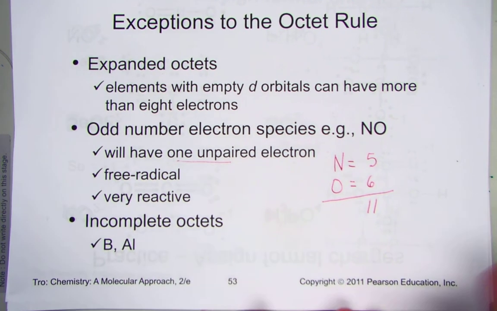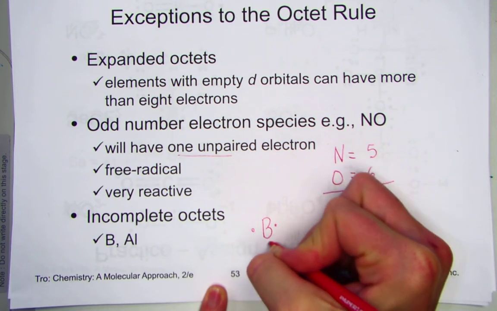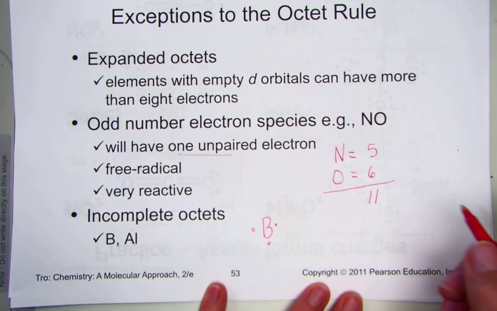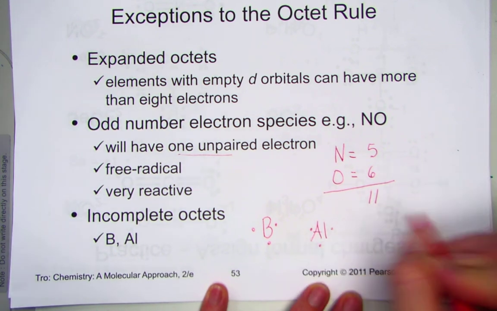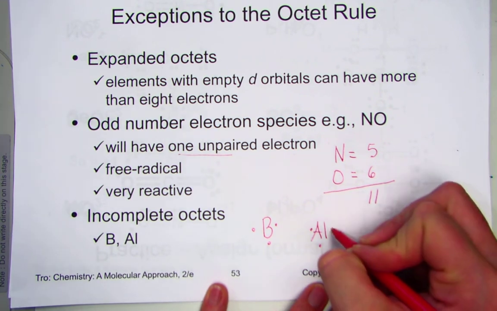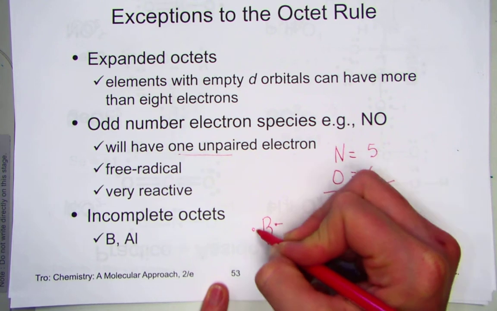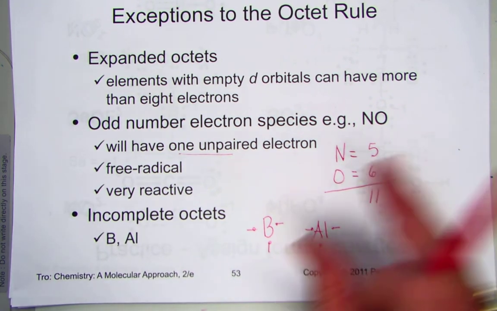Incomplete octets. For instance, boron, who lives in group 3A, will have 3 valence electrons. Same with aluminum, it has 3 valence electrons. Boron and aluminum are the first 2 elements in the column 3A. It would clearly make sense that this will end up with just 3 bonds around it instead of the 4 that normally we would see.